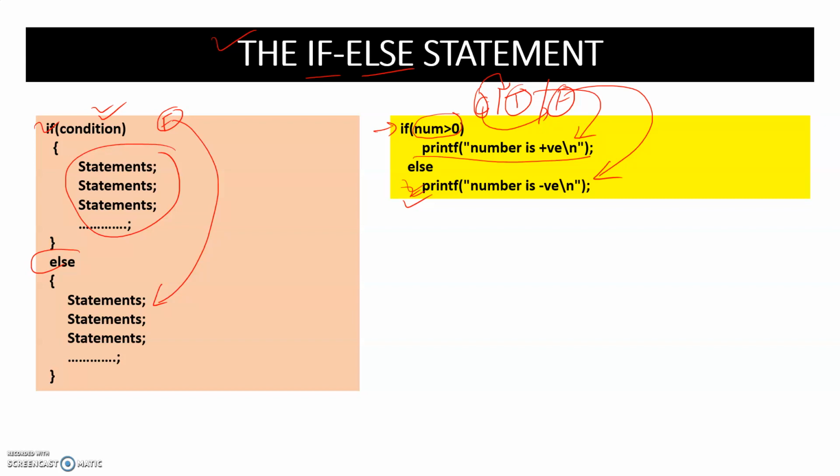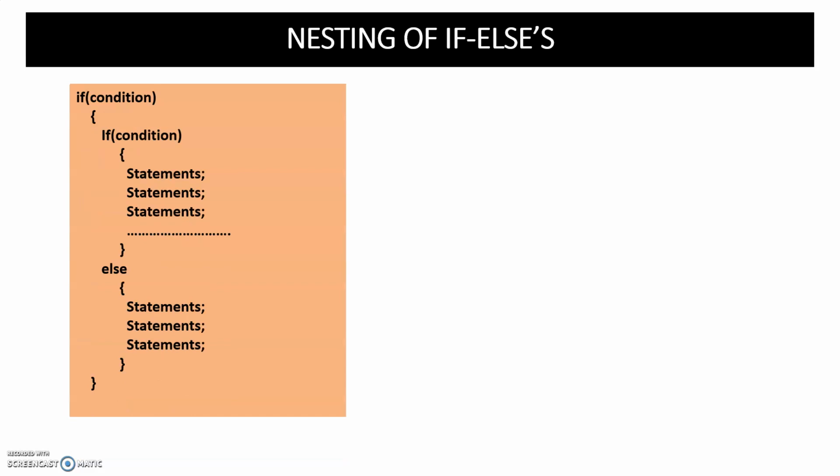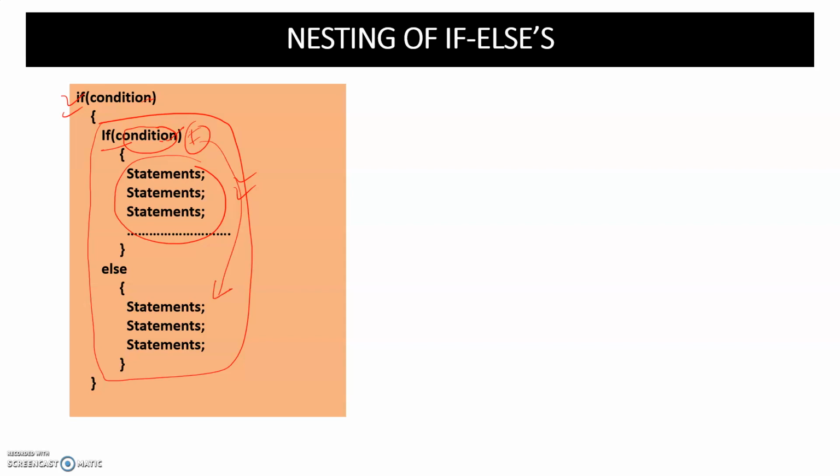The next decision making statement is nesting of if else statements. So what is nesting of if and else statements? Specifying a condition within the if else statement. Here you can see this is the if condition. If this is true, then execute this, and this is again an if else statement. So if this condition is true, I am specifying one more condition. If this is true, then execute this. If this is false, then execute this. And this whole is a simple if statement.